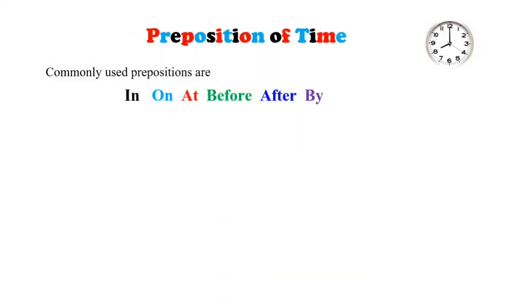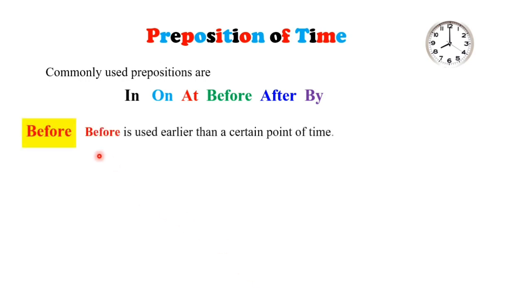Next, preposition of time, and here the word is before. Before is used for earlier than a certain point of time. Suppose you take 6 o'clock or 5 o'clock. If something happens prior to 5 o'clock, that means 4 o'clock or 3 o'clock, we can use before. Like this, you can take a date, say 1st July, and something happened before that, in the month of March or June. So you can say before.